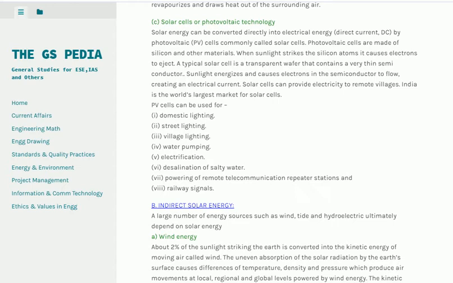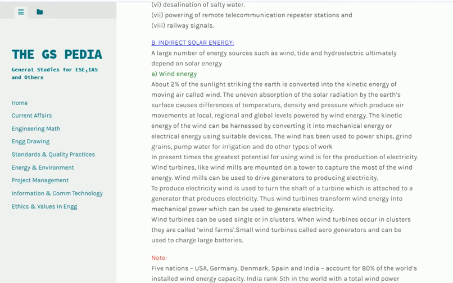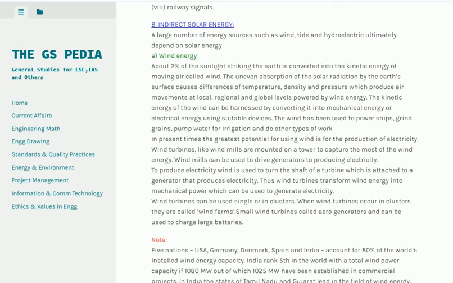B. Indirect solar energy. A large number of energy sources such as wind, tide and hydroelectric ultimately depend on solar energy. Wind energy. About 2% of the sunlight striking the Earth is converted into the kinetic energy of moving air called wind. The uneven absorption of the solar radiation by the Earth's surface causes differences of temperature, density and pressure, which produce air movements at local, regional and global levels powered by wind energy.